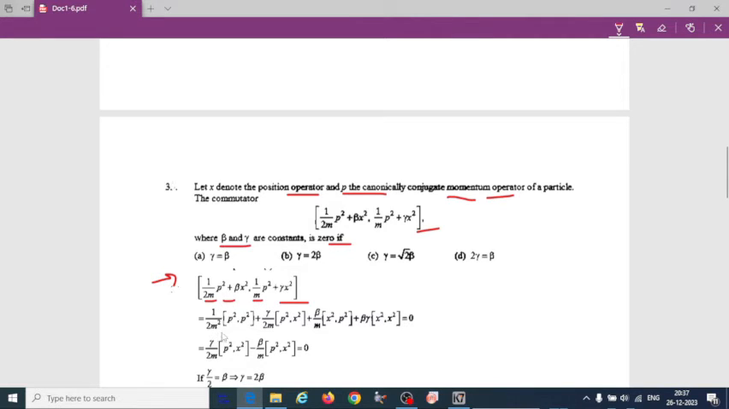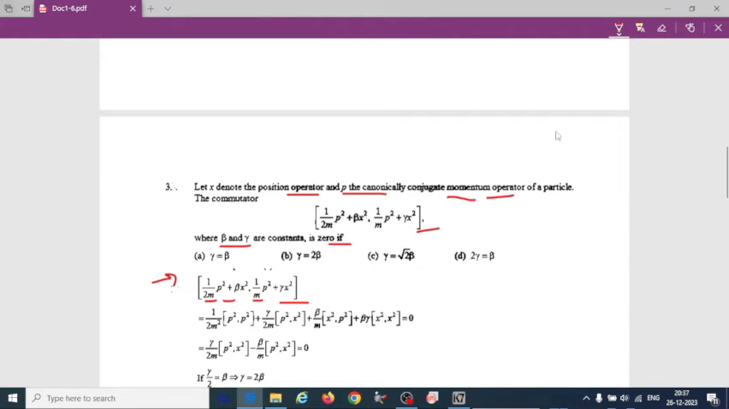Okay, then next go for the second term, beta x square. Before that, 1 divided by 2m p square, again you have to equate with gamma x square. So here 1 divided by 2m and gamma you can take common, gamma divided by 2m. So we can write inside the bracket p square comma x square.